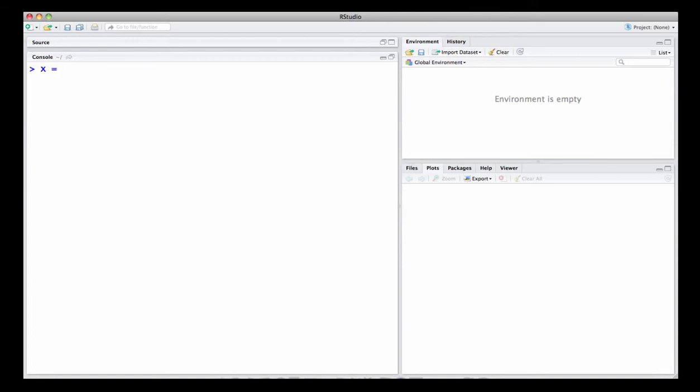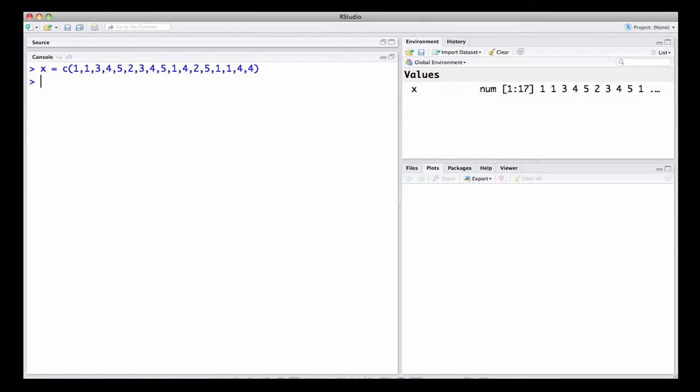So here all I'm doing is basically building up a bunch of data. Let's say I observed values 1, 3, 4, 5, 2, 3, 4, 5, 1, 4, 2, 5, 1, 1, 4, 4. These are just some random numbers that I've collected. If I just type X, it shows me all the values that I put in there. And remember, the first thing to do is usually to sort everything. In R, this is very easy using a command called sort, which sorts everything from smallest to greatest.